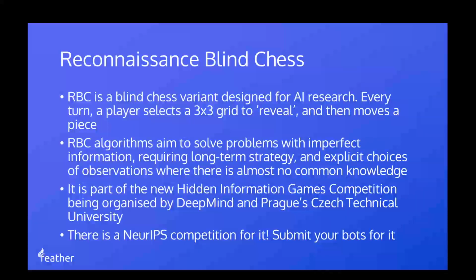Basically, every turn a player can select a 3x3 grid on the chessboard to reveal, and then they're allowed to move their piece. So RBC algorithms aim to solve problems with imperfect information that require long-term strategy. The explicit choices of observations also have to be modeled because there is no common base of knowledge. And it's part of the new hidden information games competition, which is being organized by DeepMind and Czech Technical University.